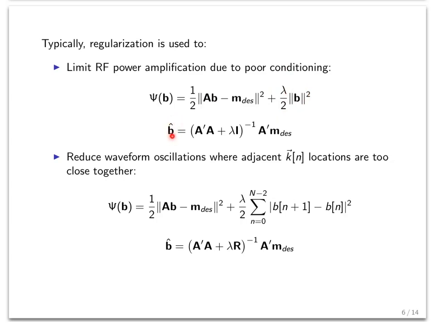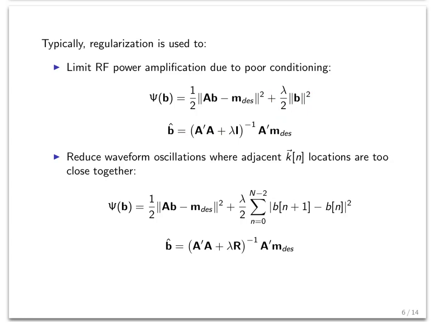And so then in that case we get that B hat is (A transpose A plus lambda I) inverse times A transpose M desired, right? So if you take the derivative of this with respect to B and you set it to 0 and solve for B, this is what you get. And this ends up just reducing the magnitude of B, or it generally reduces the integrated power of B, and so that will tend to reduce its amplitude as well.